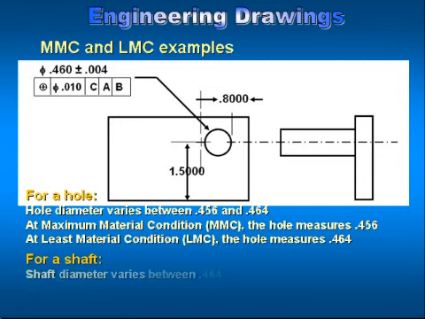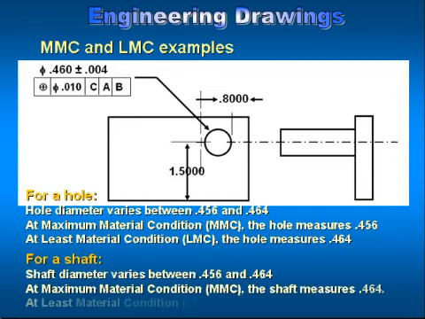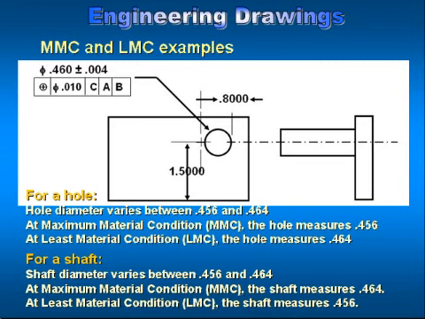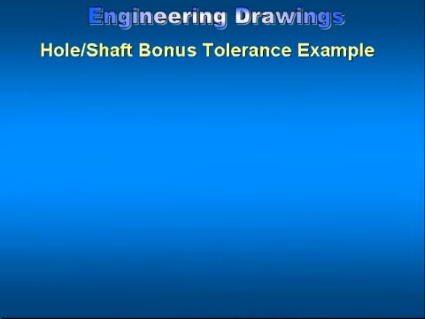For the shaft referenced in this example, the shaft diameter varies between 0.456 and 0.464. At the maximum material condition, the shaft will measure 0.464. At the least material condition, the shaft measures 0.456. Hole shaft bonus tolerance example.